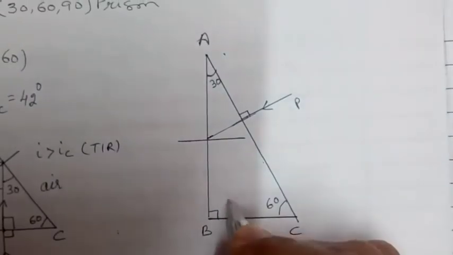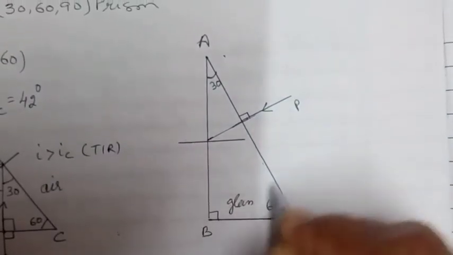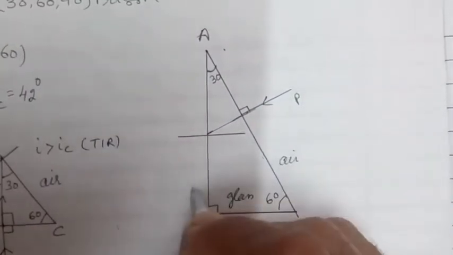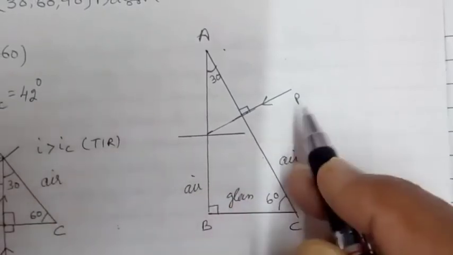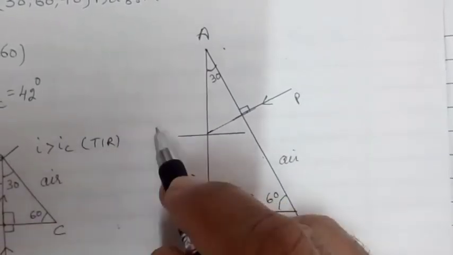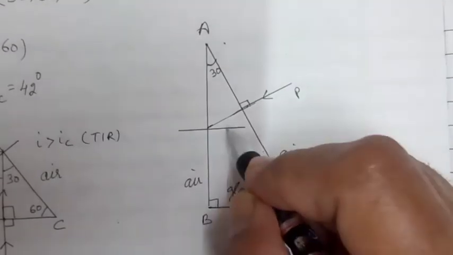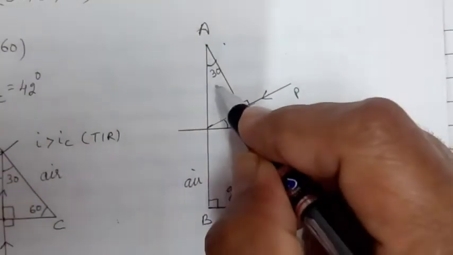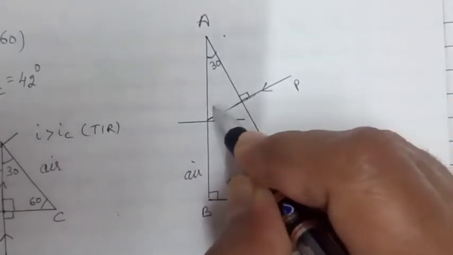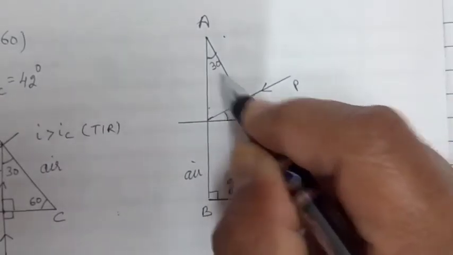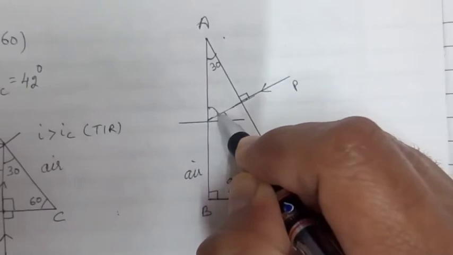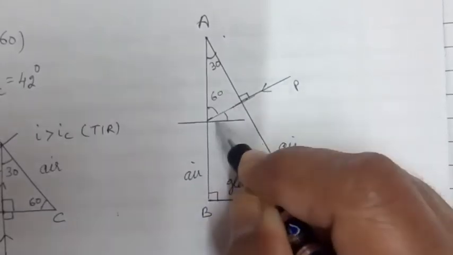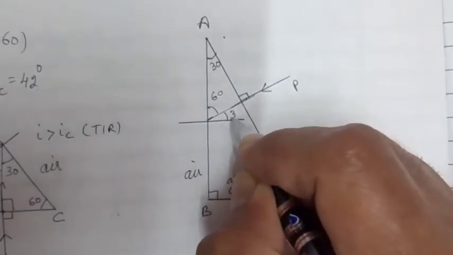This is glass, this is air, and this is also air. Rarer to denser and denser to rarer. Let's calculate this angle now. In this triangle, this is 60, 90, this is 30, 90, this is 60. If this is 60, this is 30.